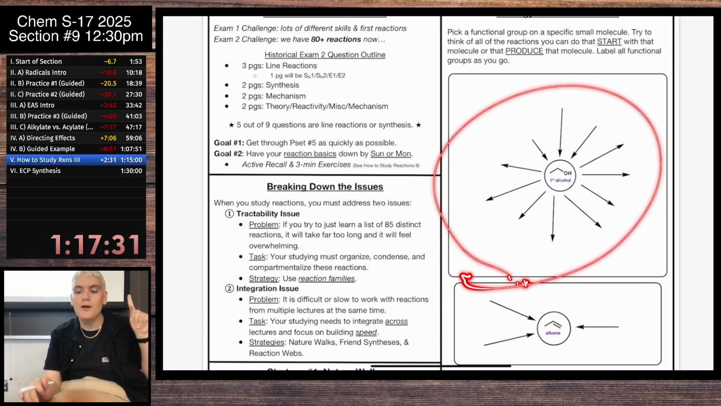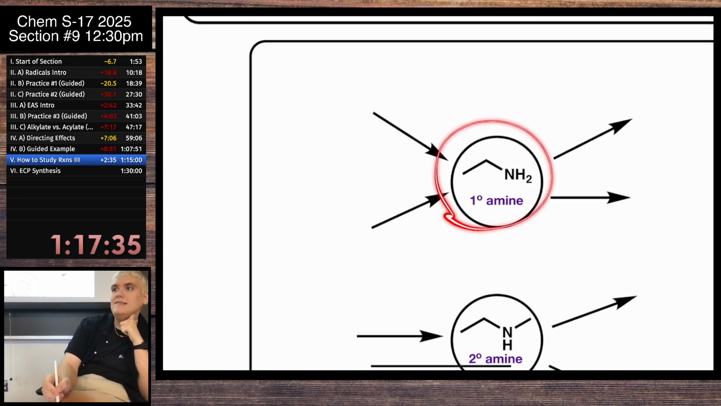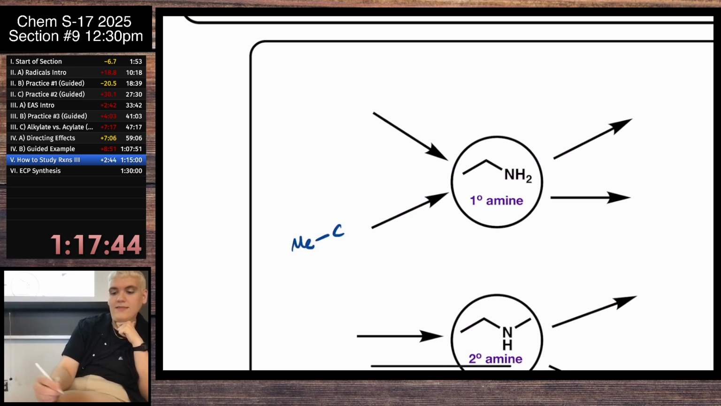I am going to do one part with you because it's relevant to the synthesis. Primary amines. What are ways that we can make amines? We can make it from a nitrile, yeah. So we could have methyl CN, and that carbon right here is going to become this carbon. And then what's the other functional group that we can make it from? An amide.